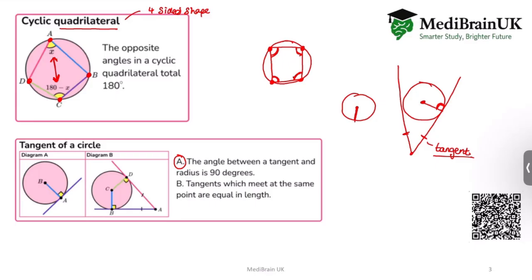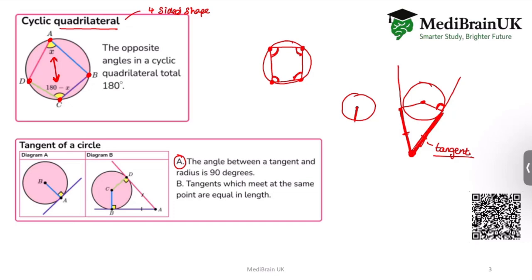Okay, if we draw another radius over here, this length that we have over here and this length will both be equal, because the tangent is meeting the radius and both of the tangents are coming from the same point. So when they arrive from the same point, they are equal in length.